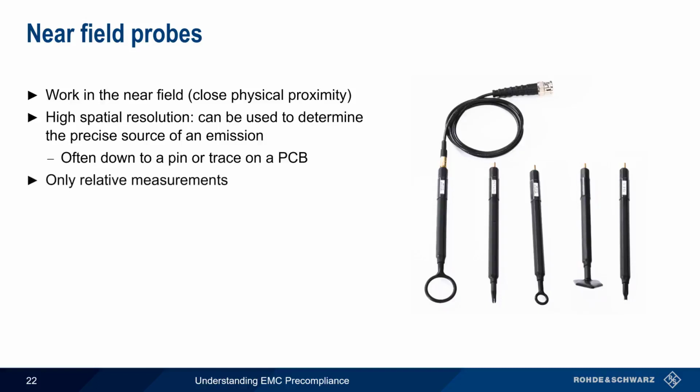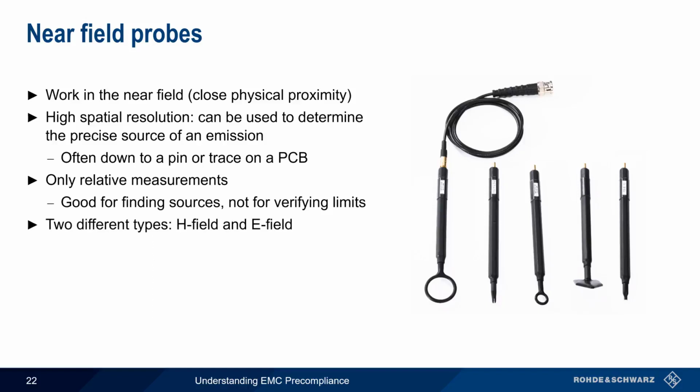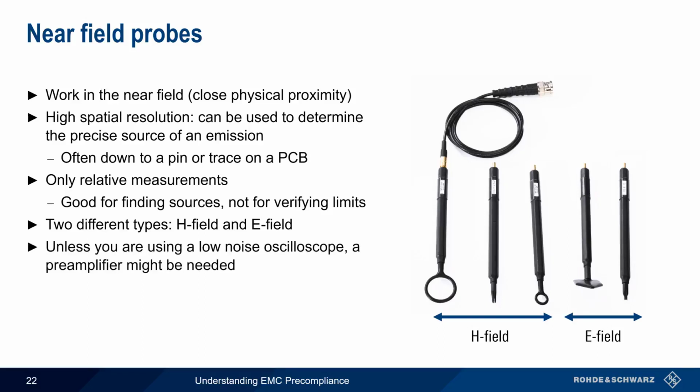On the other hand, near-field probes only support relative measurements. That is, they're good for finding sources of emissions, but cannot be used to make practical or accurate level measurements for the purposes of verifying limits. Near-field probes can be divided into two main types. H-field probes react to the magnetic field and often have a loop-type shape. E-field probes, on the other hand, react to the electrical field. In most cases, commercial near-field probes come as a kit that contains both types of probes. One final note, the signals picked up by near-field probes can be quite small, so unless they're connected to a low-noise instrument, a preamplifier may be needed.